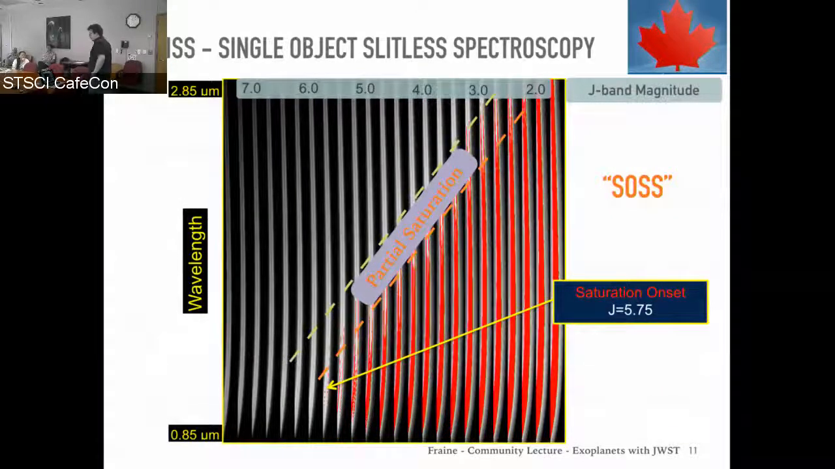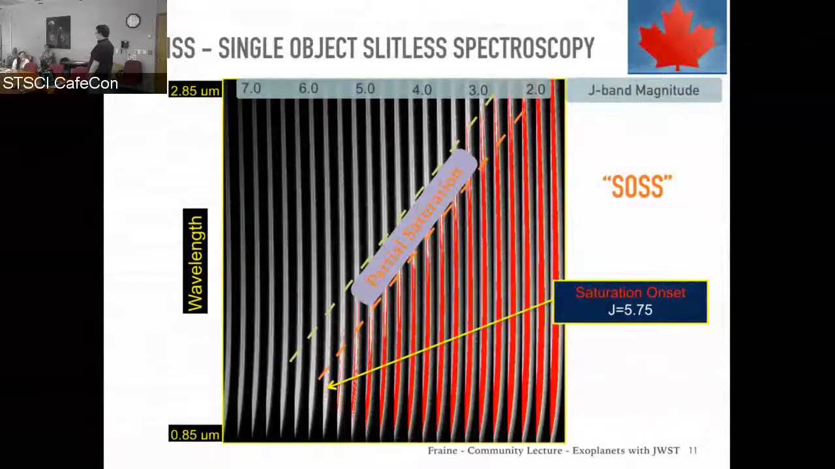As far as saturation goes, this is one of the three major things that go into every TSO planning: what's your signal to noise? Are you going to saturate the detector? And how much systematics are you going to have to work with? Systematics is something I'll cover later, but basically it's a limiting factor of our ability to extract the atmospheric spectrum.